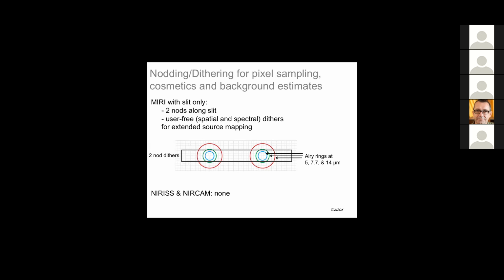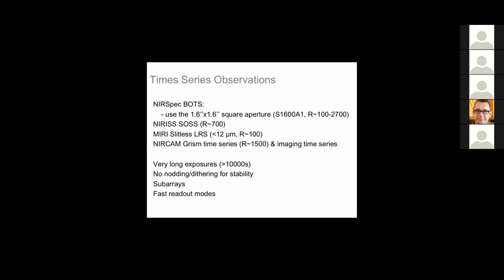For NIRISS and NIRCam, since they are slitless modes, jittering is not available. So, time series. Time series observations have dedicated modes and templates with JWST. For NIRSpec, it's called the BOTS, the Bright Object Time Series. It will use the very large square aperture, and this aperture can be used with any gratings and any filters to allow you to have different resolution on your spectrum. On NIRISS, it's called the SOSS, the Single Object Slitless Spectroscopy, and will provide you a spectrum with a resolution of about 700.